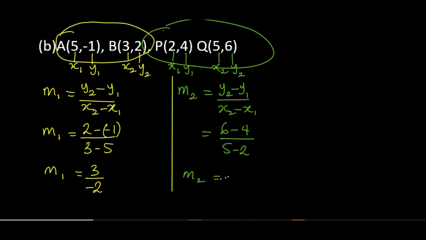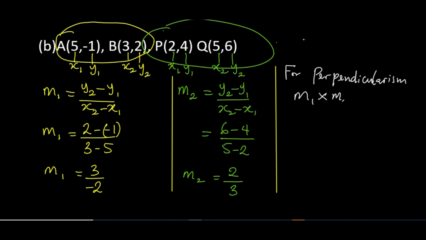So 6 minus 4 now. We now have the second gradient to be m2. You have 2 over 3. Okay, you have the 2 over 3 in this case. And they cannot be parallel because they are not the same thing. M1 is not equal to M2. But for the perpendicular, M1 times M2 is equal to minus 1.